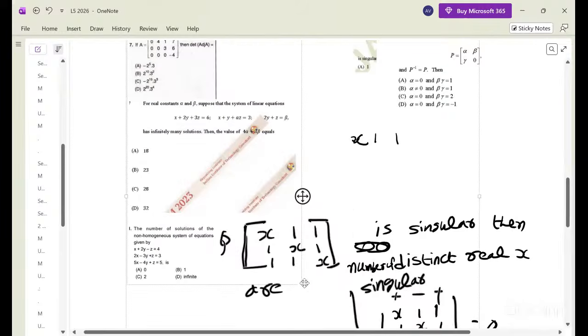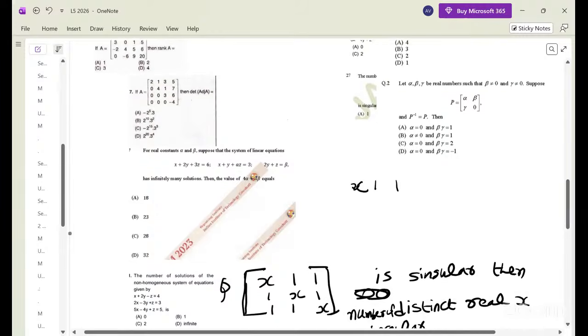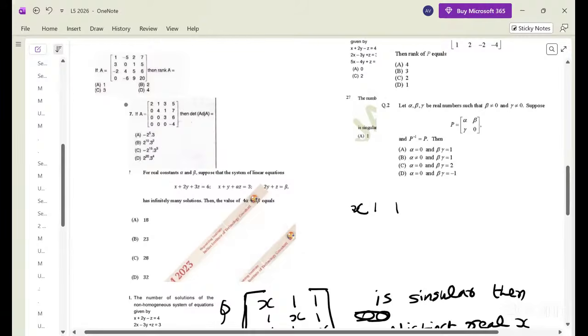Application-oriented questions like this, you may be tested in theory of equations also, because unless you know how to solve a cubic equation, you will not be able to answer this question. So this is how we got the answer. Let us see the application of this.